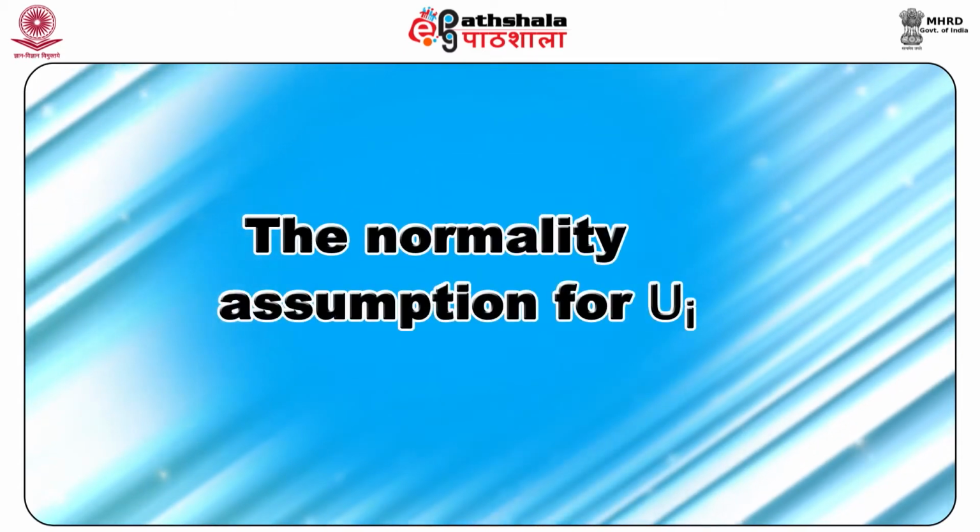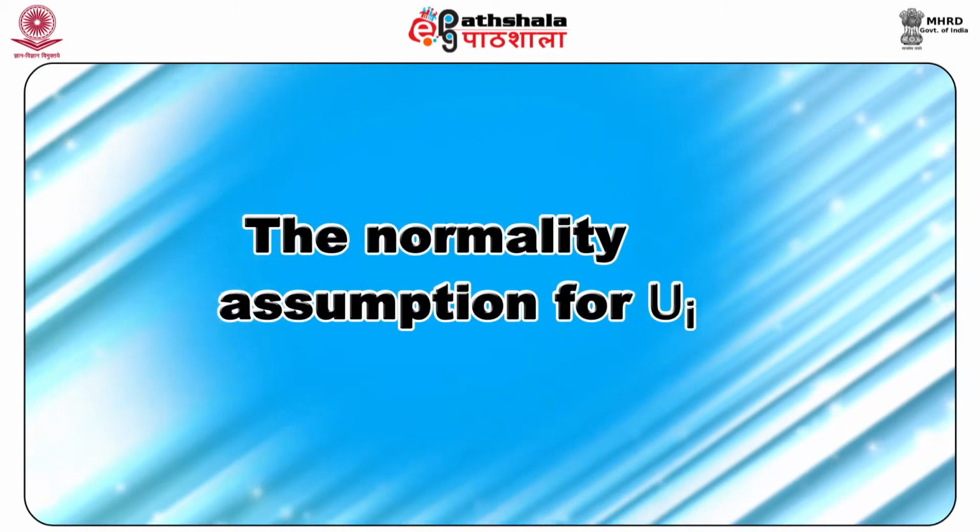If we assume that mu i follows the normal distribution and add this to the assumptions of the classical linear regression model, that is CLRM, we get the classical normal linear regression model, which in abbreviated form is known as CNLRM. Let us look at the normality assumption for mu i.